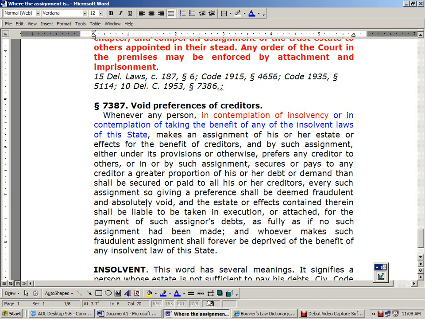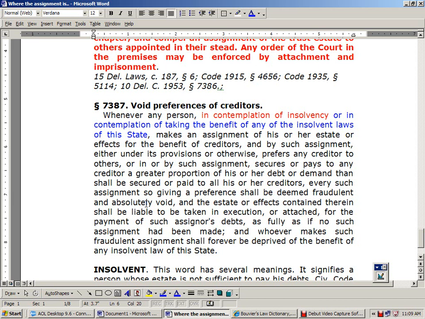Every such assignment so giving a preference shall be deemed fraudulent and absolutely void. This has to do with the bankruptcy. This is interesting stuff too. And the estate or effects contained therein shall be liable to be taken in execution or attached for the payment of the assigner's debts, as fully as to such assignment as has been made. And whoever makes such a fraudulent assignment shall forever be deprived of the benefit of an insolvent laws of the state.